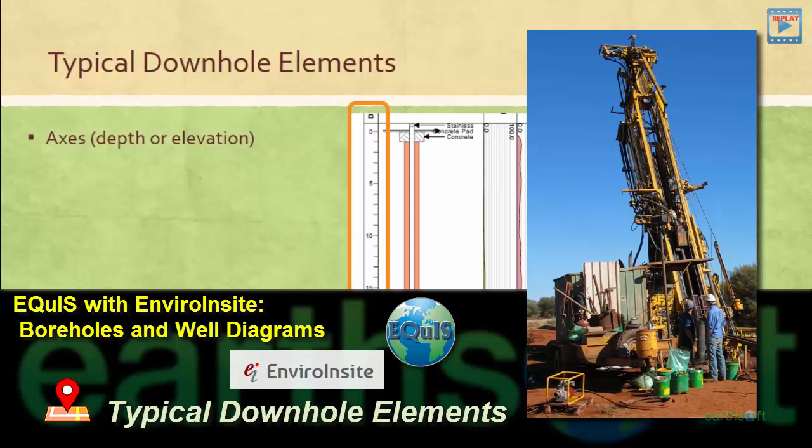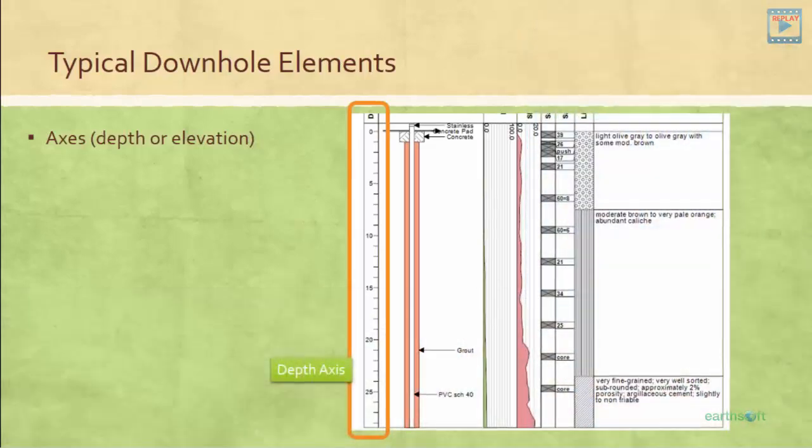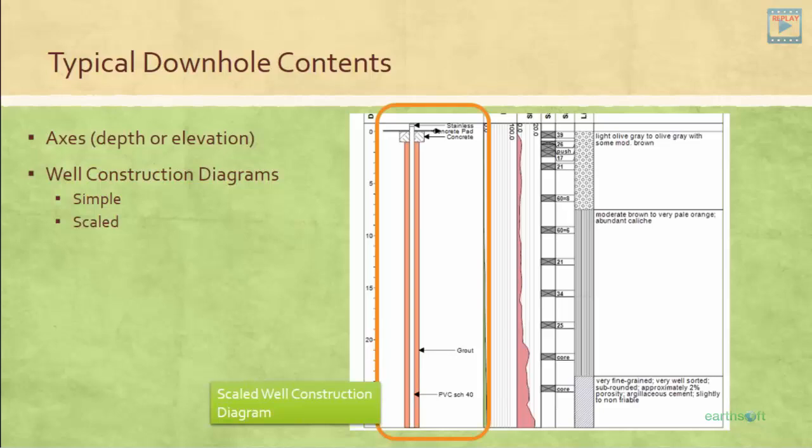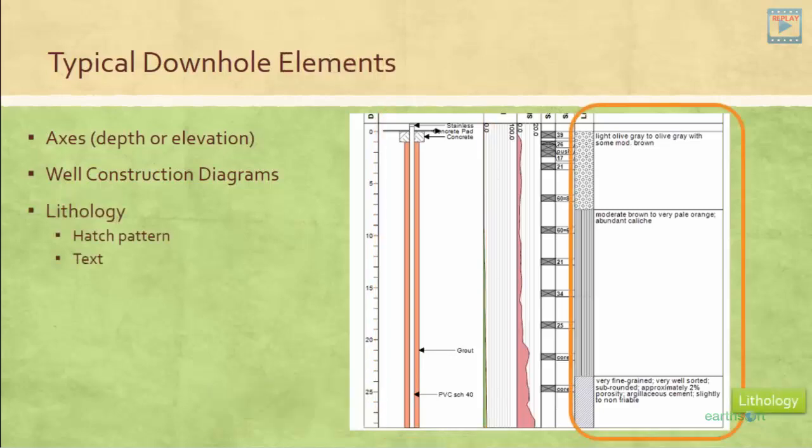All right, so what goes in the downhole elements? You can put axes. We can do either a depth axis or an elevation axis. We have a well construction diagram, and these can be done either to scale, so you can scale it based on the hole diameter and the casing diameter, or we have a simpler, more abstract way of representing well construction diagrams. We can show lithology both as hatch and text. And that text can come from any number of fields within DT lithology. I'll get into what fields those are in a minute.